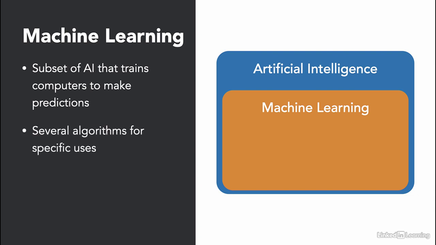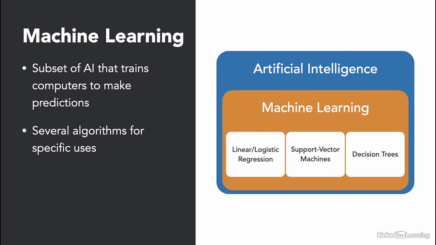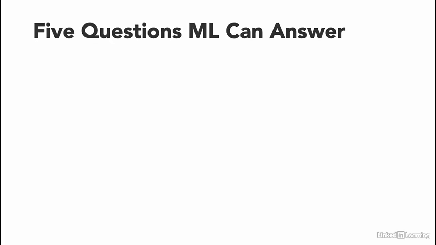Keep in mind that machine learning is itself a gigantic field at this point. It contains several algorithms for more specific uses, such as linear and logistic regressions, support vector machines, decision trees, and neural networks, just to cite some. But don't worry, you don't need to memorize any of these exotic names, as they're out of scope for the AI-900. What you do need to know for the exam, though, is what machine learning can do.